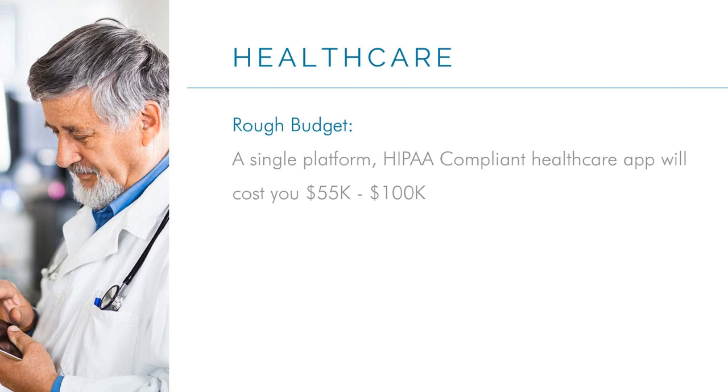So for healthcare, if you're wanting to develop a single platform, HIPAA compliant healthcare app, it's probably going to cost you anywhere from $55K to $100K when it's all said and done. If you start adding on bells and whistles and other iterations, it can definitely get a lot pricier than that really, really quick.